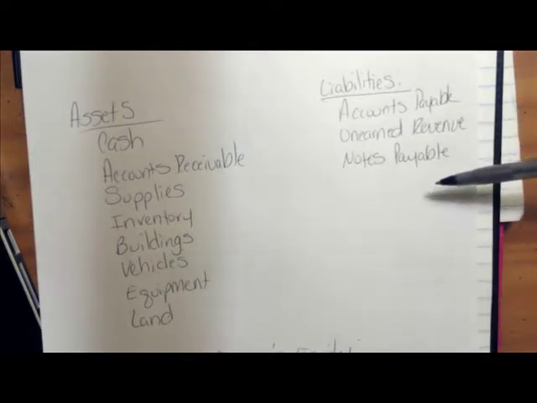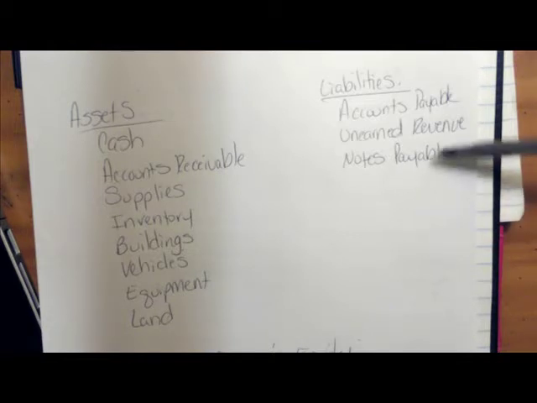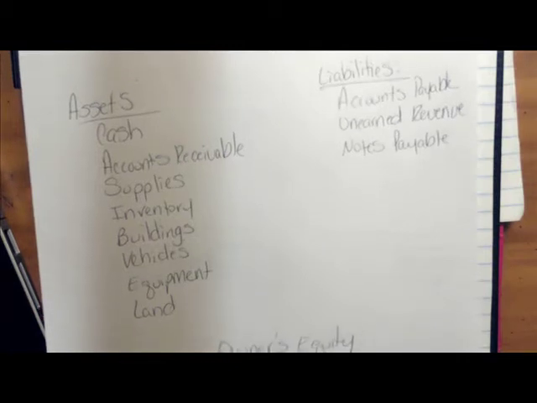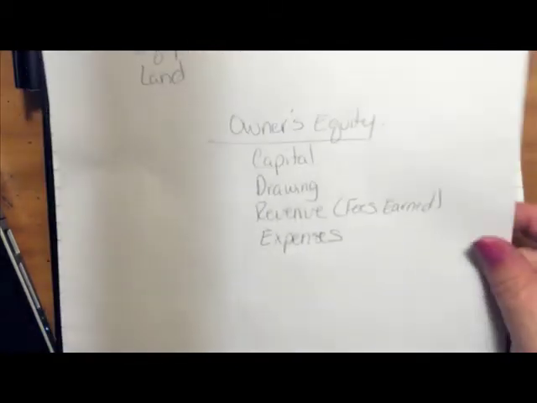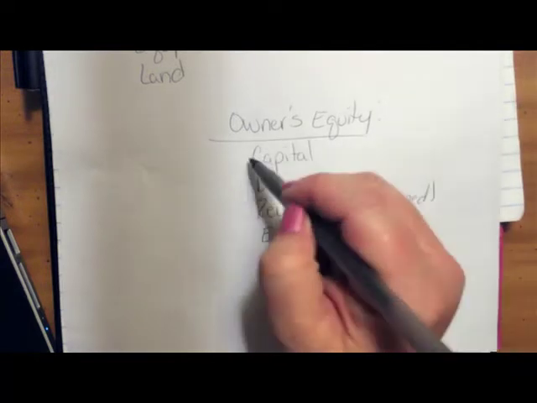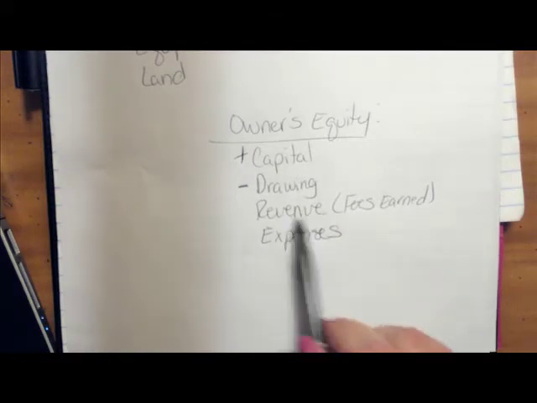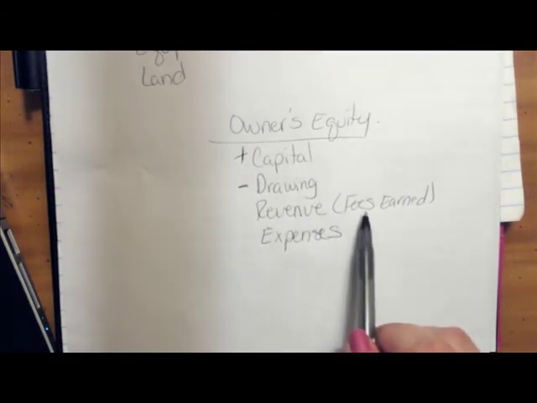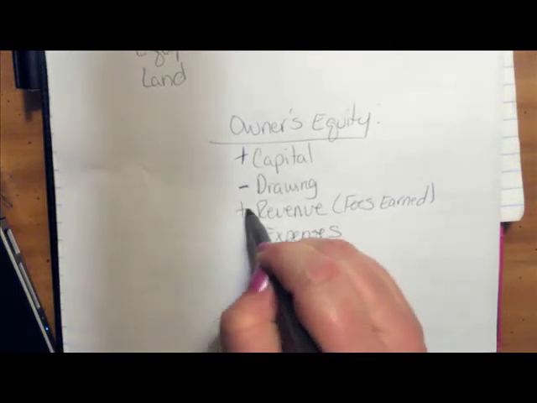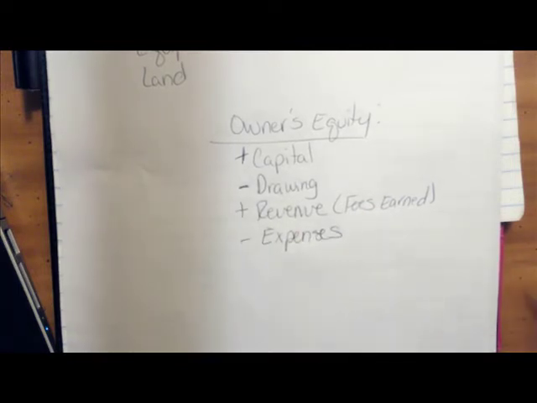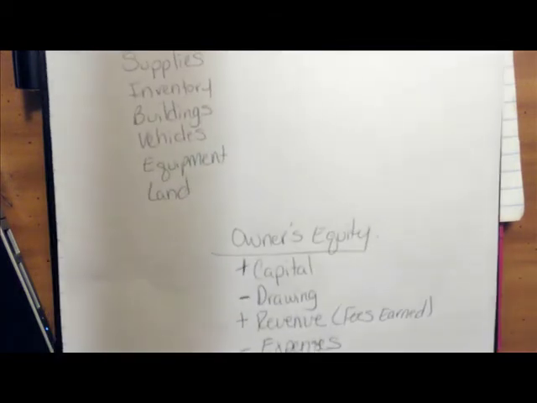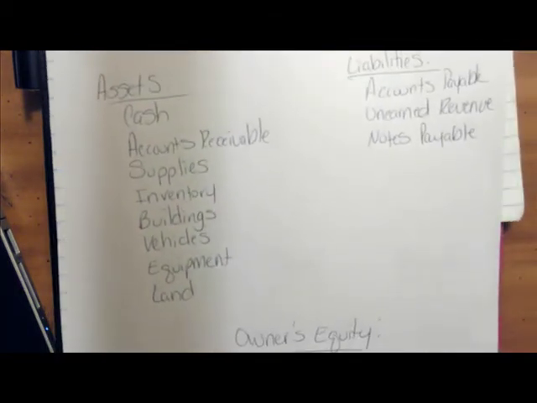Notes payable is generally for things like if you buy a vehicle or equipment on account, instead of using accounts payable, you're going to use notes payable. And then we have our owner's equity accounts, capital. Capital increases owner's equity. We have drawing. This is when the owner takes stuff out. That decreases equity. Revenue, and the textbook calls it fees earned. It's revenue. Increases equity, and expenses decrease equity. So those are some examples of the accounts that you're going to be encountering in this chapter and moving forward.